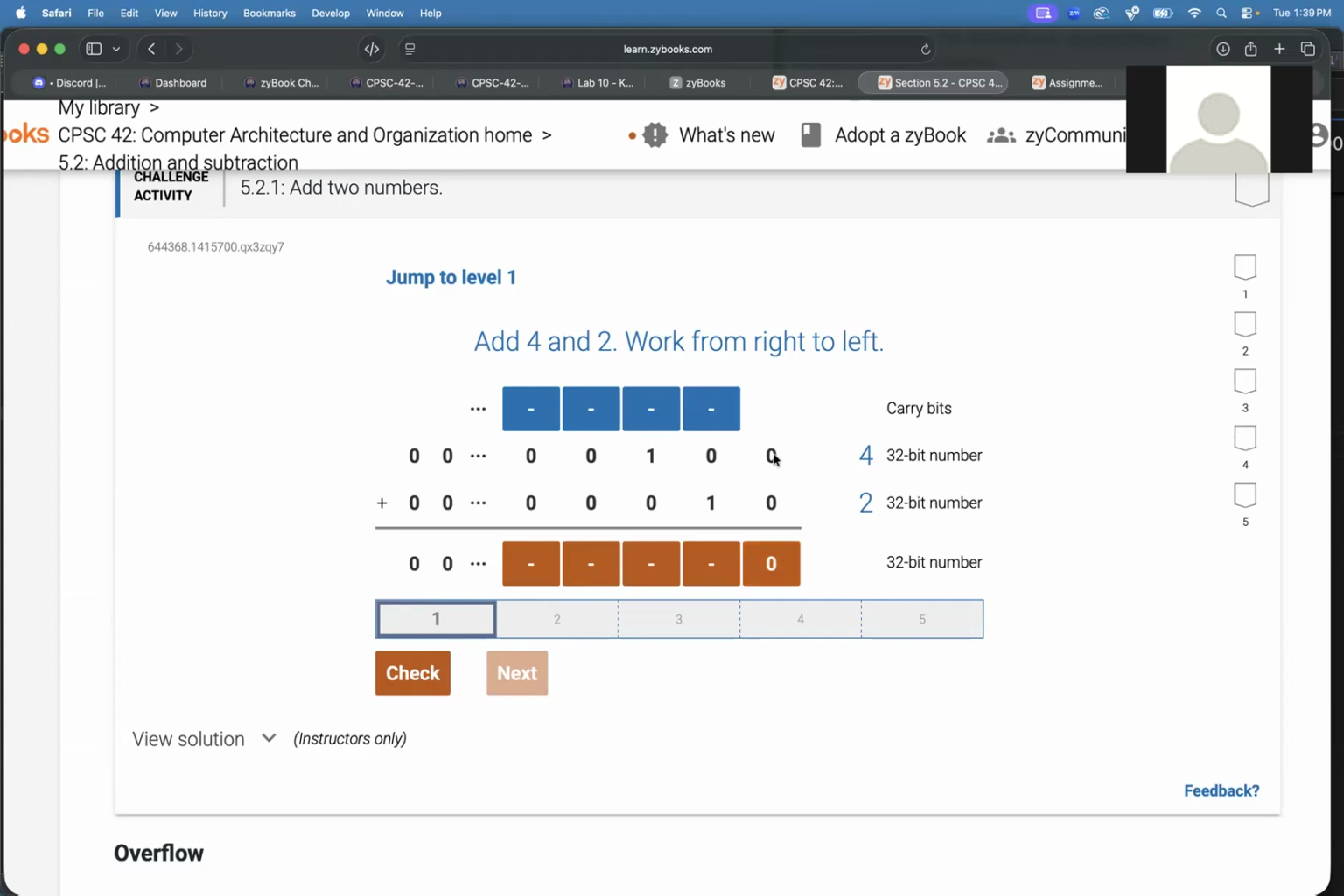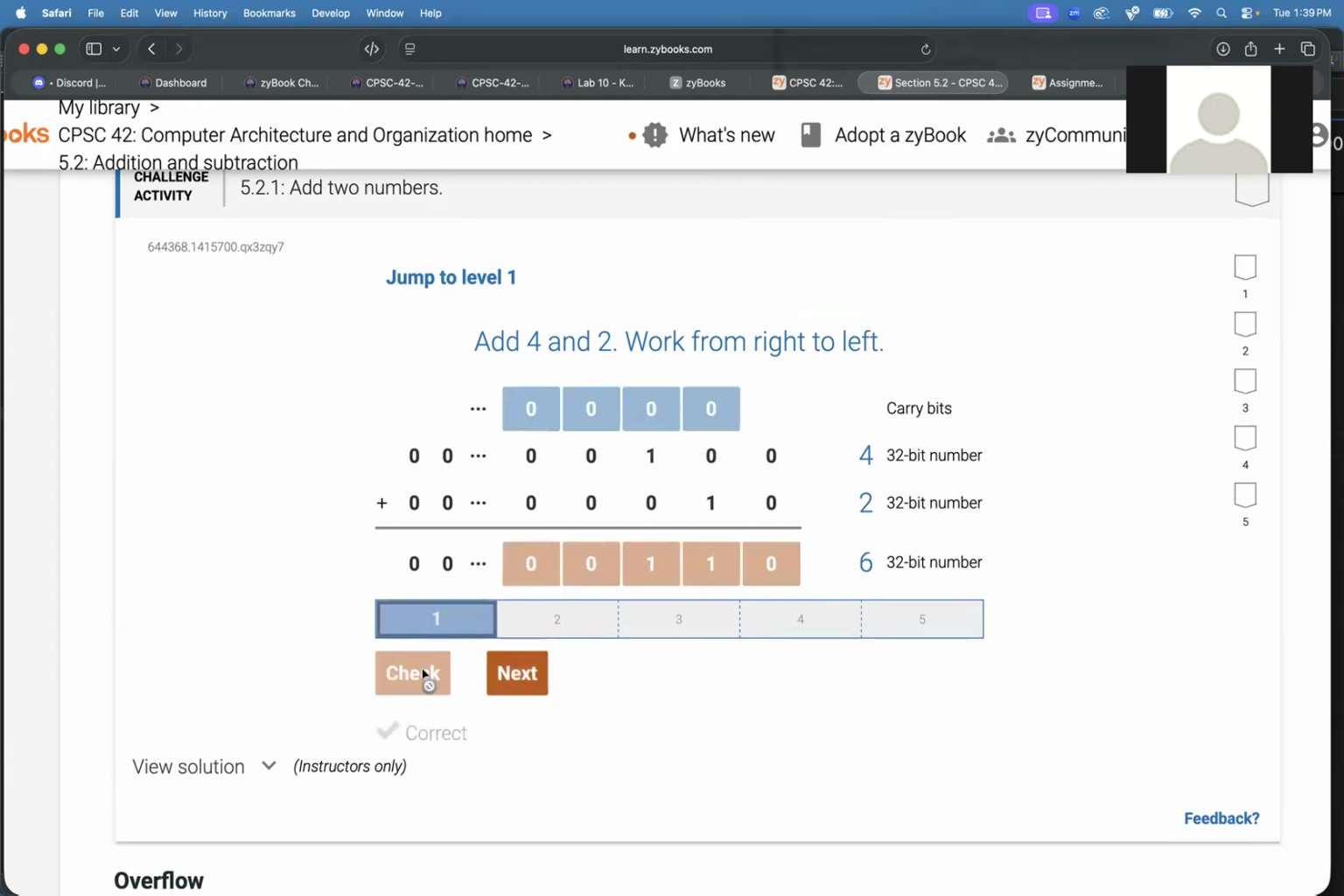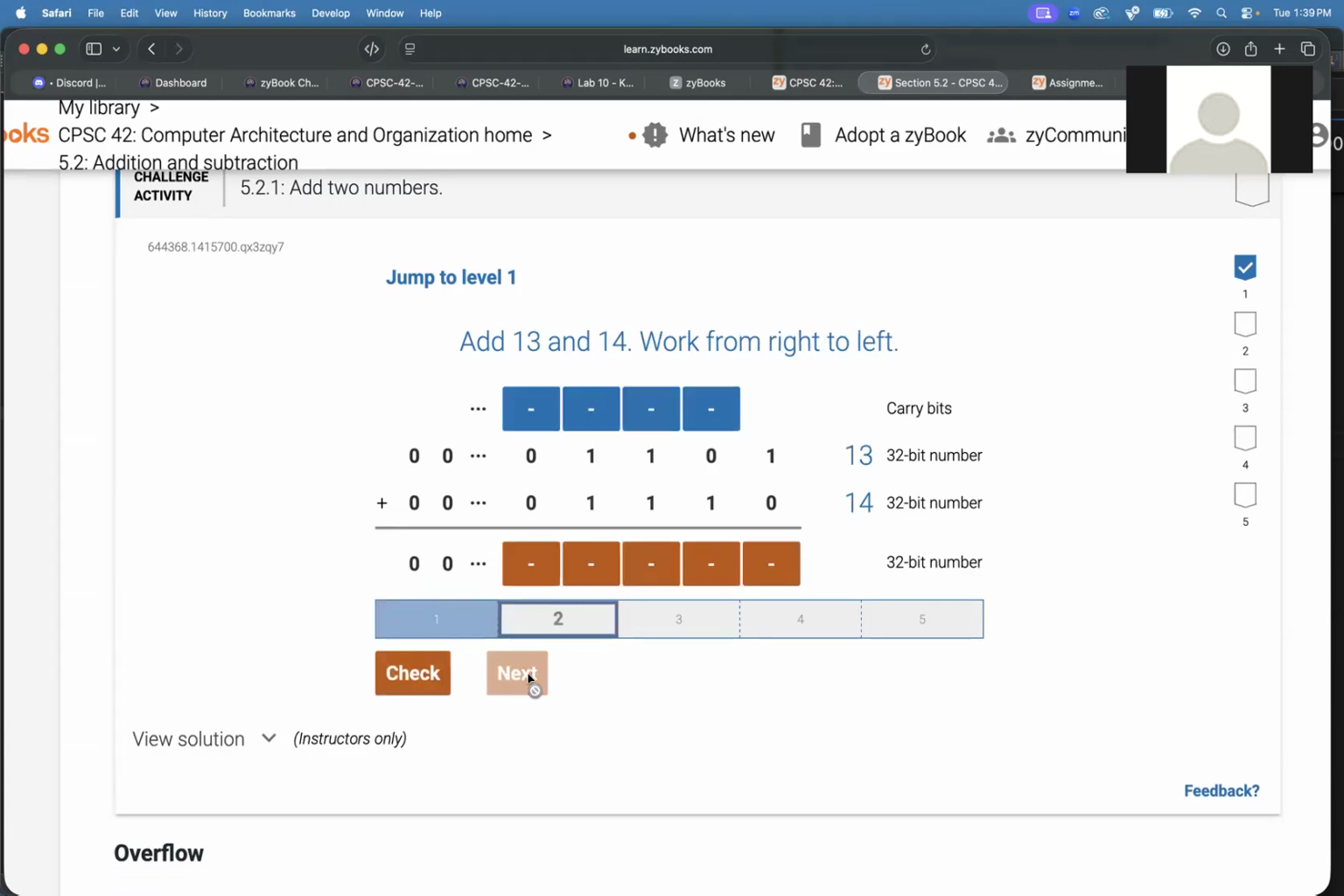So you just add. 0 plus 0 is 0. Then the carry is 0. We don't need to carry. 0 plus 0 plus 1 is 1. Don't need to carry. 0 plus 1 plus 0 is 1. Don't need to carry. 0 plus 0 plus 0 is 0. Don't need to carry. 0 plus 0 plus 0 is 0. Don't need to carry. Right? So we're just going through and making sure that we can do these additions.